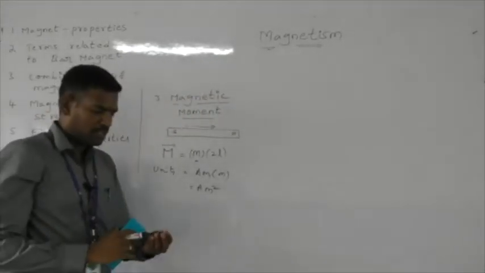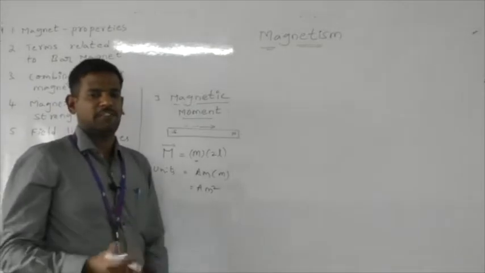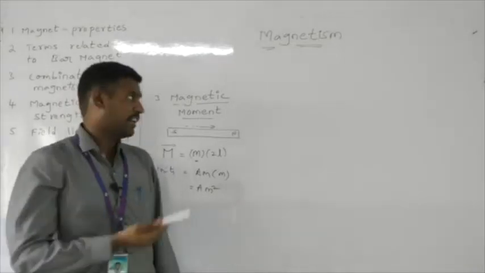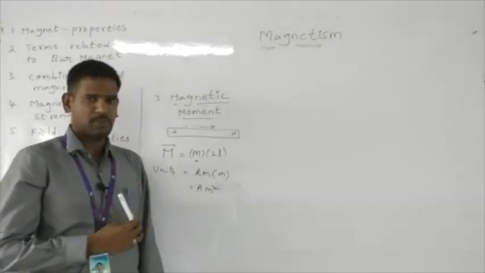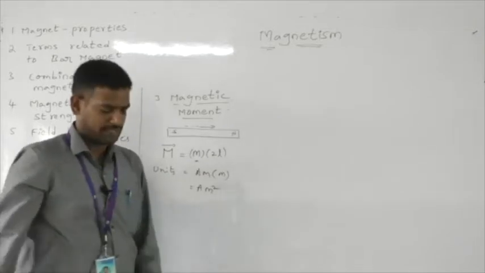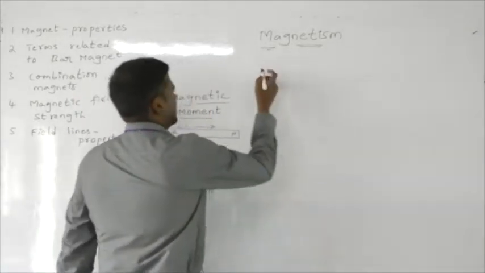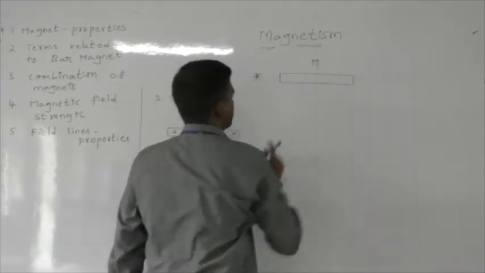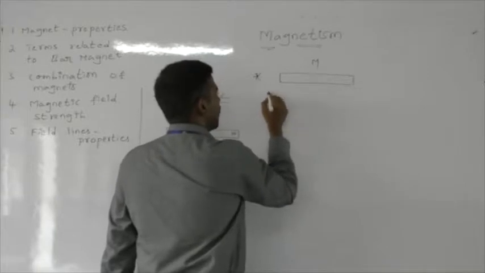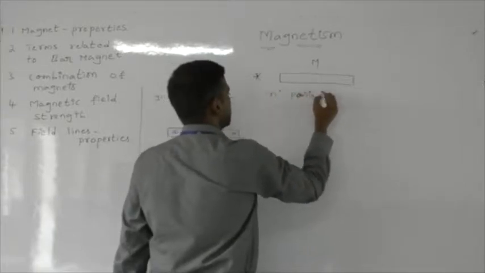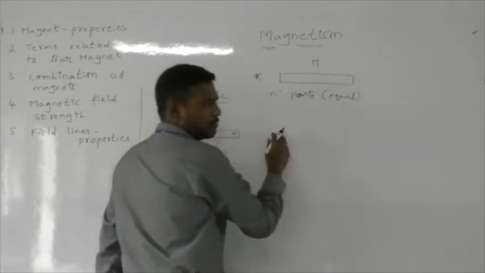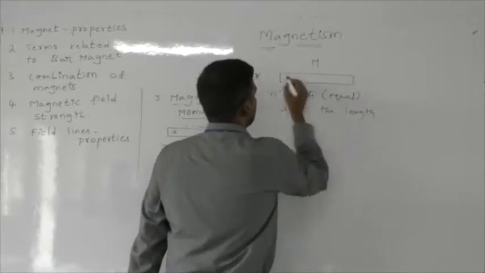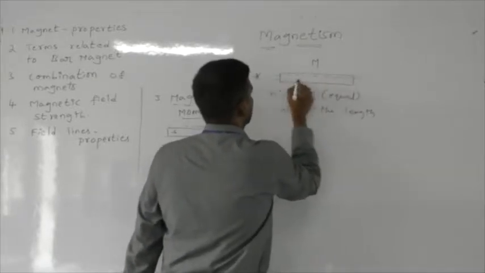So far we understood a few important terminologies related to the bar magnet. We understood magnetic pole strength, magnetic length, and finally we got to know what the magnetic moment is. Here is the definition for magnetic moment. So now let us look into this. There is one bar magnet having the magnetic moment M, and it is divided into n equal parts along the length, like this.